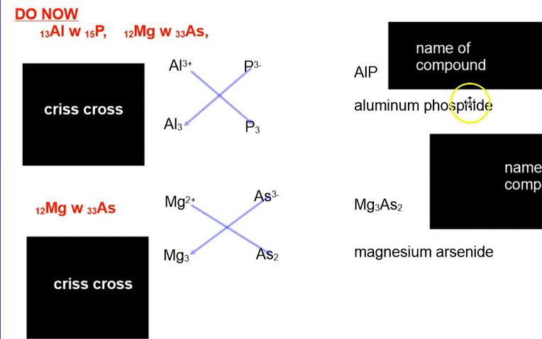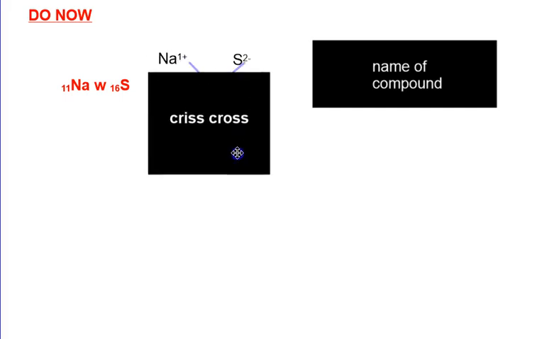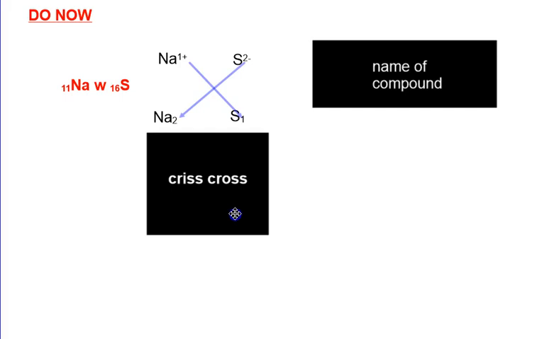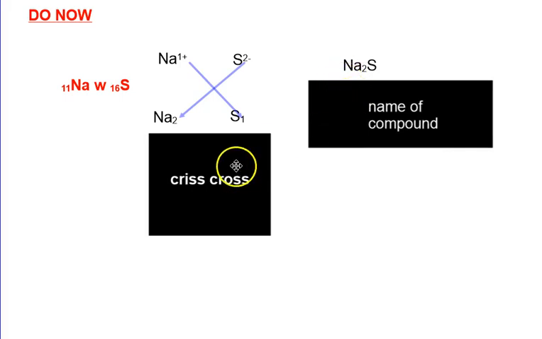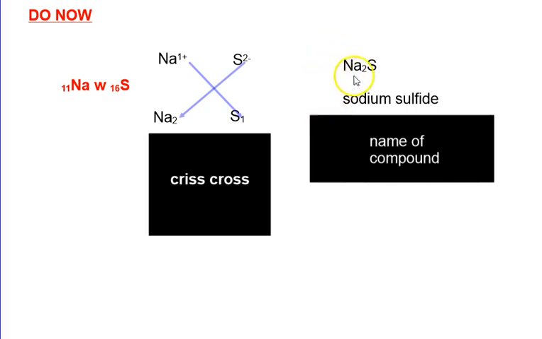Notice that the -ide ending is on the name of the second atom, which will always be the negative atom, like phosphorus becomes phosphide, arsenic becomes arsenide. And the last one that we did was sodium with sulfur, and when we crisscross those after finding out their charges, we find that sodium is going to have a subscript of 2 and sulfur will have a subscript of 1, which we don't write in the actual formula for the ionic compound. Then we name it with the name of the metal first, because the metal will always be a positive ion and positive ions always come first, and sulfide, -ide, instead of sulfur.